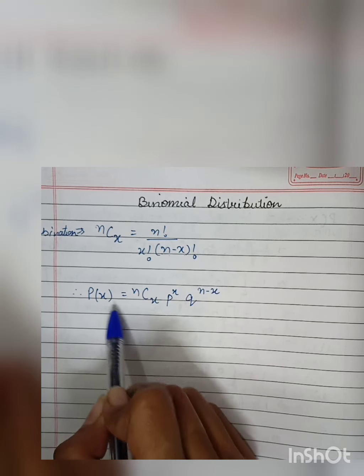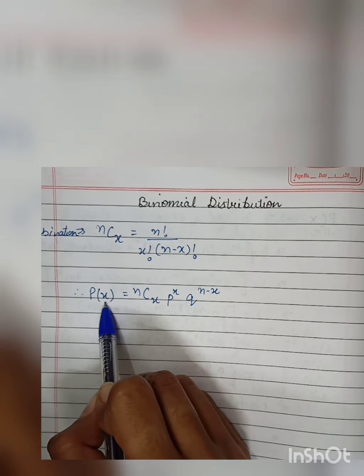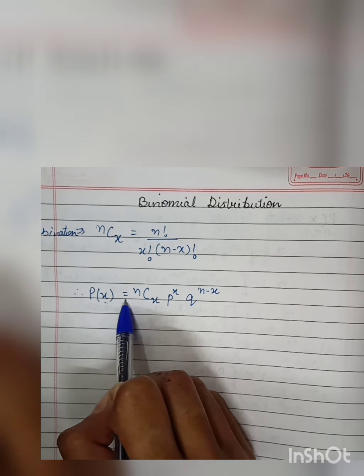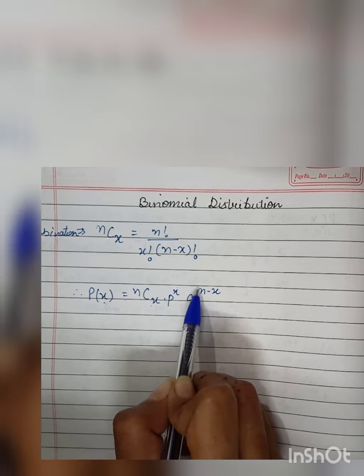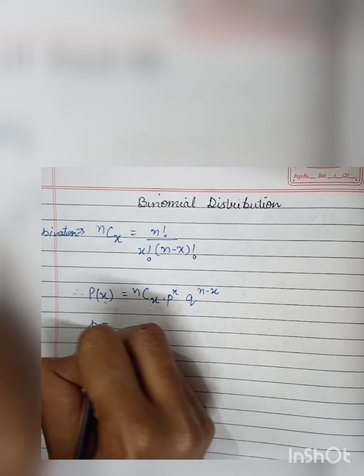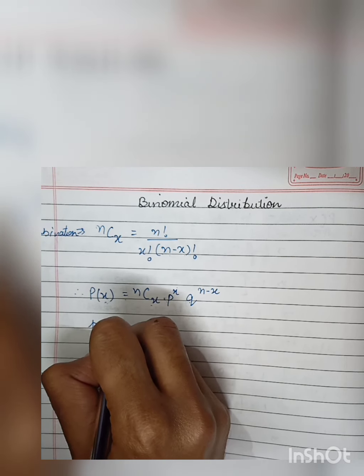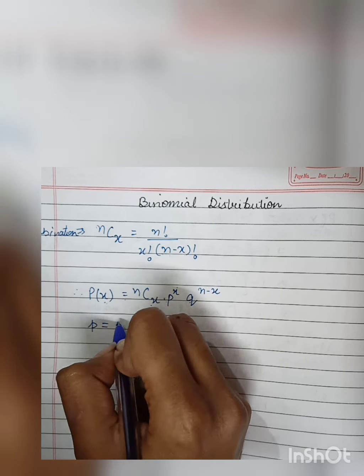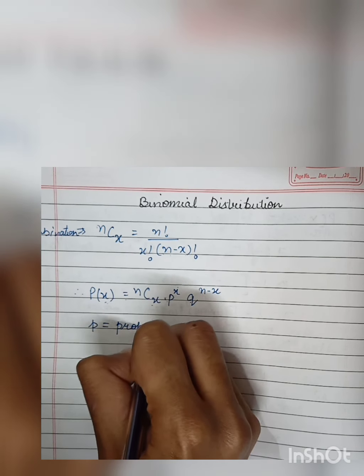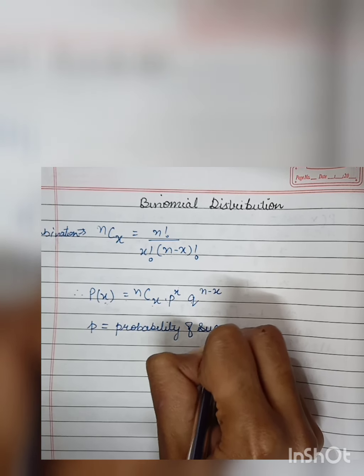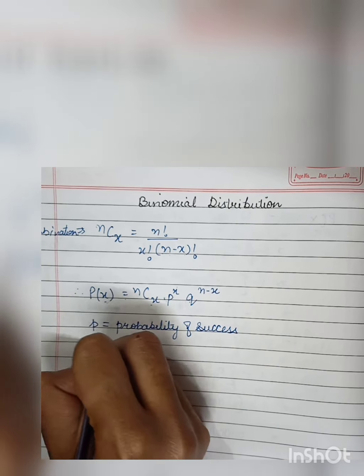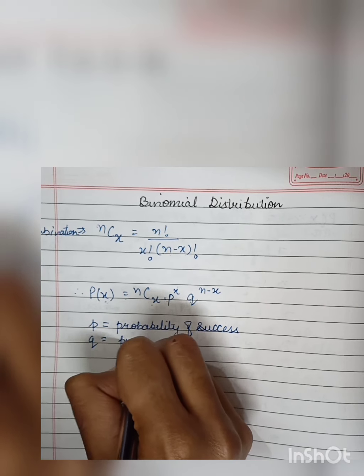And if we have to know the probability of x random variables, then this implies nCx multiplied by p to the power x into q to the power (n minus x). Here p is the probability of success, and similarly q is the probability of failure.